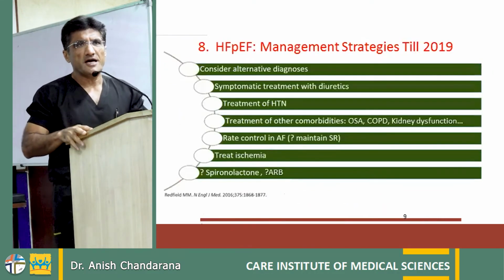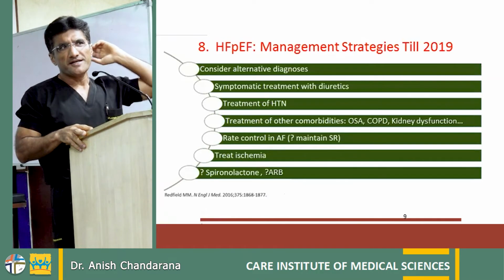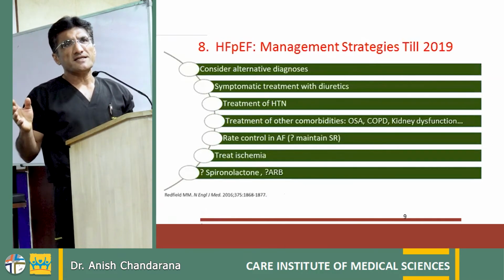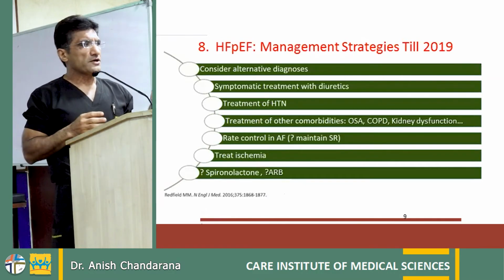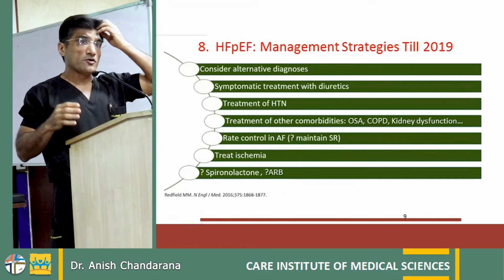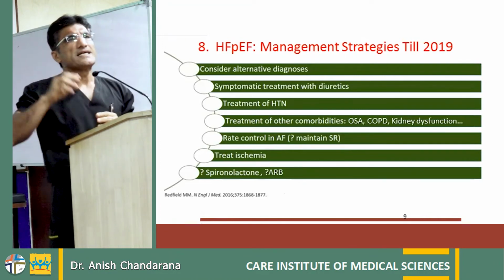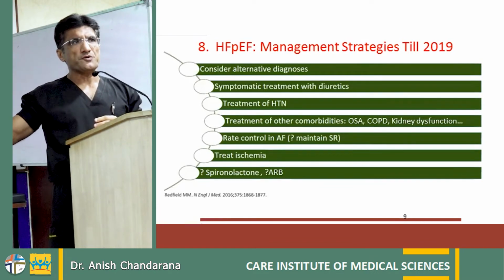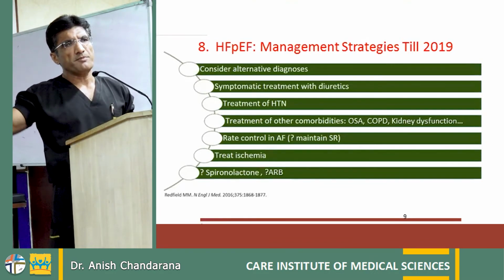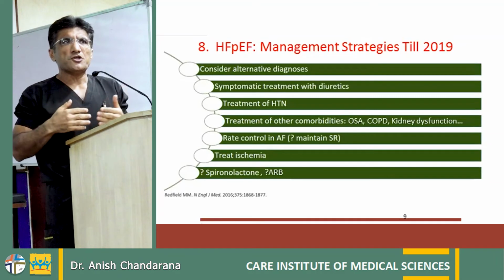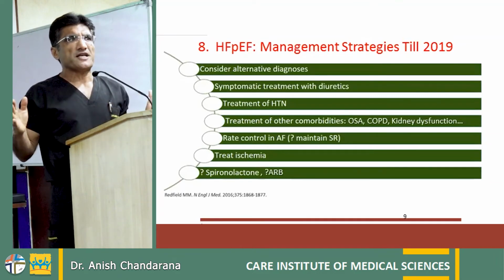Number 8 point, how does it get managed? So till 2019, we didn't have any specific medications. How did we treat that? Consider alternative diagnosis, because at that time HFpEF was not that well thought of. Symptomatic treatment by diuretic. You can use loop diuretics, potassium sparing agents. Initially, you might need a little higher dose to get rid of extra water.